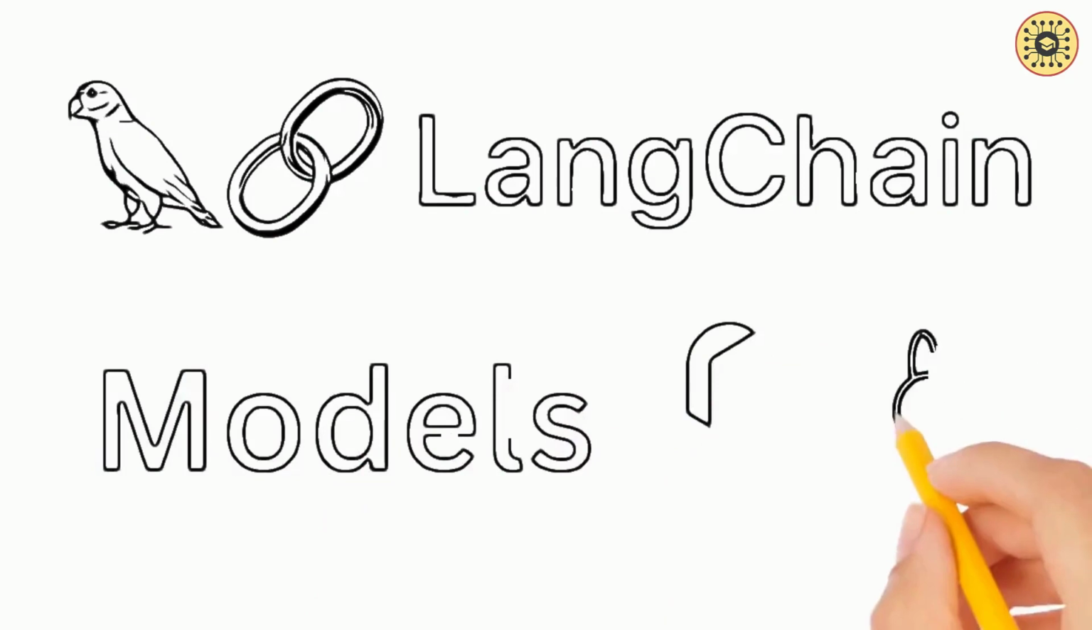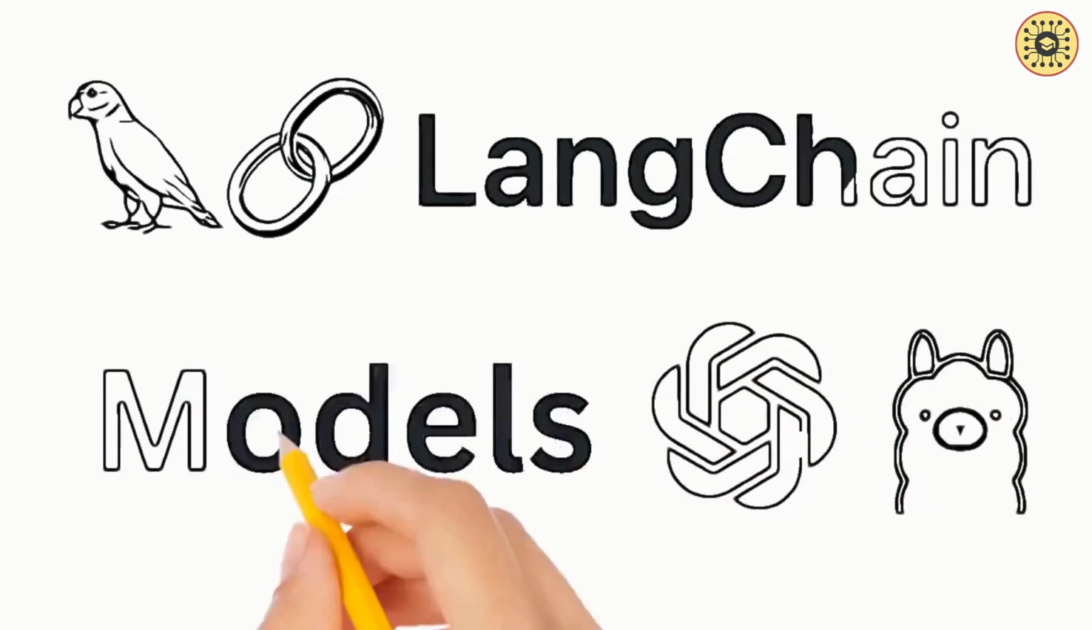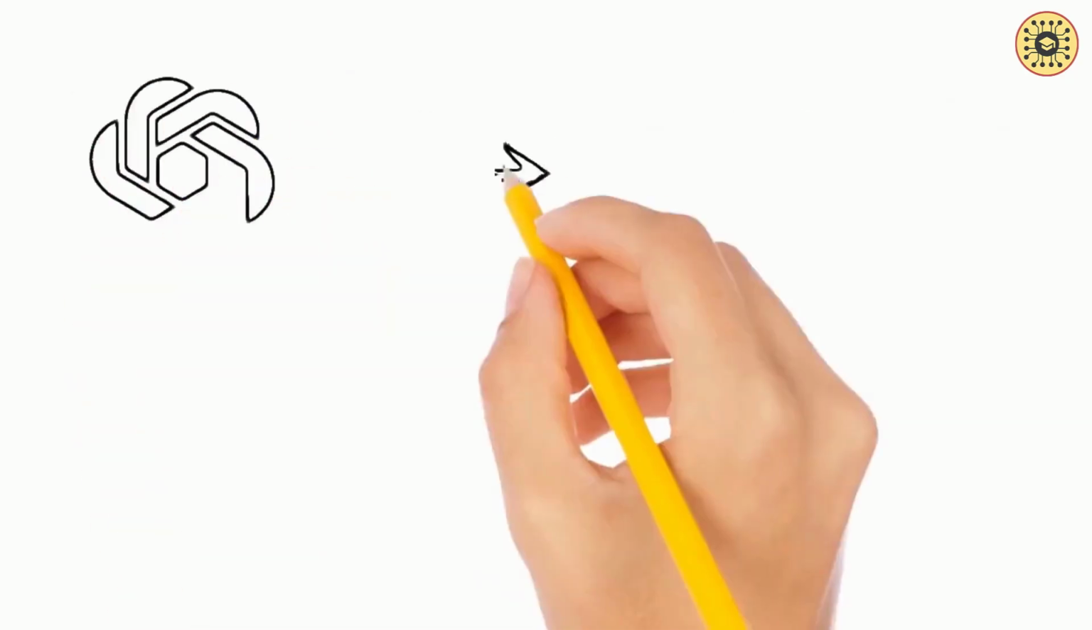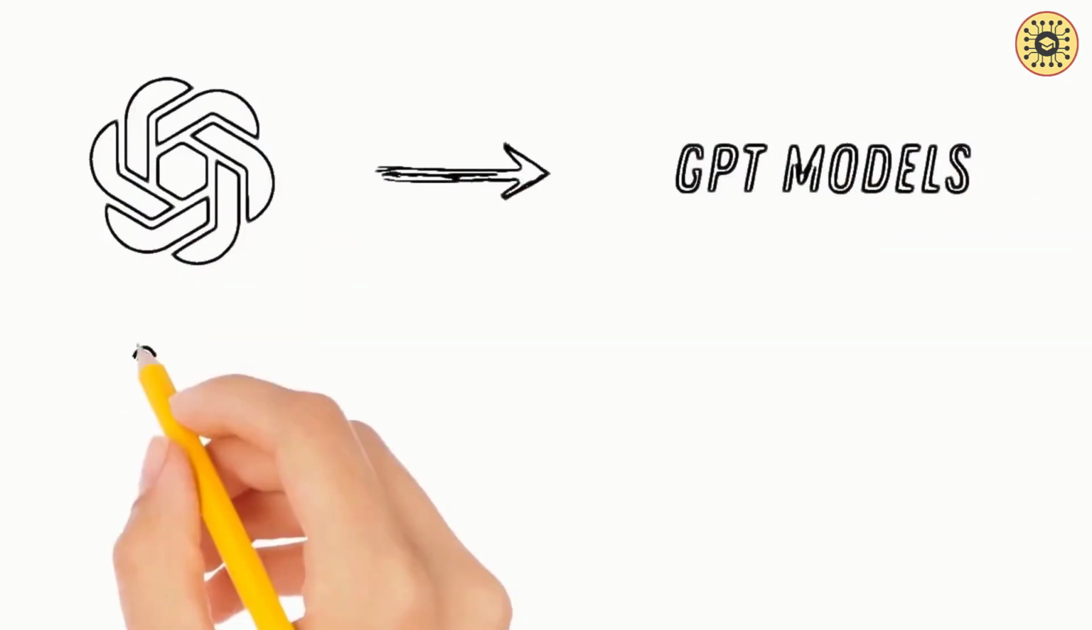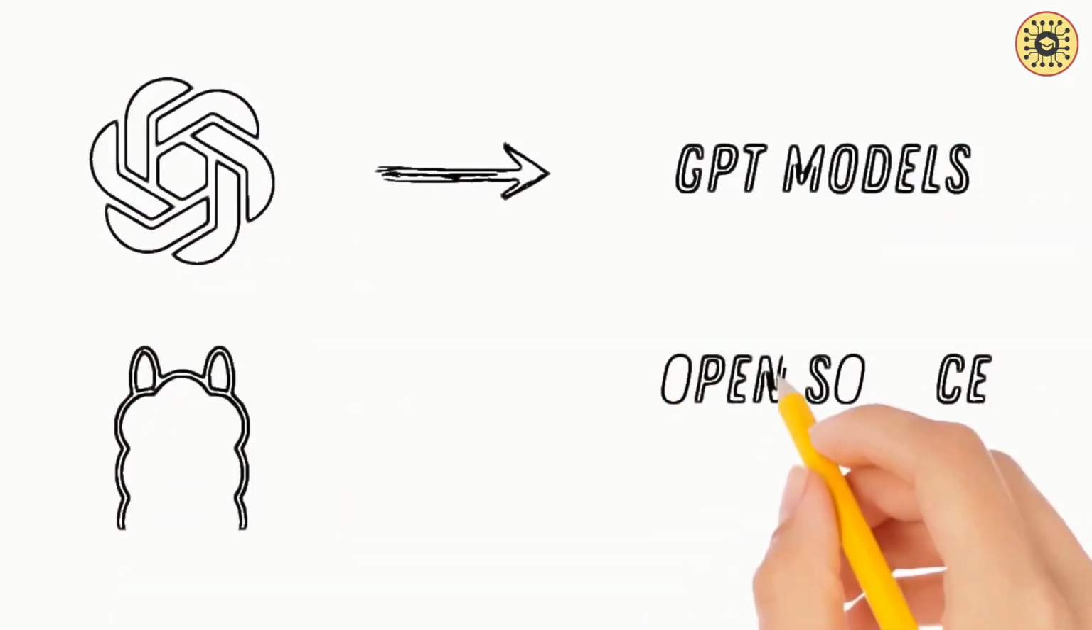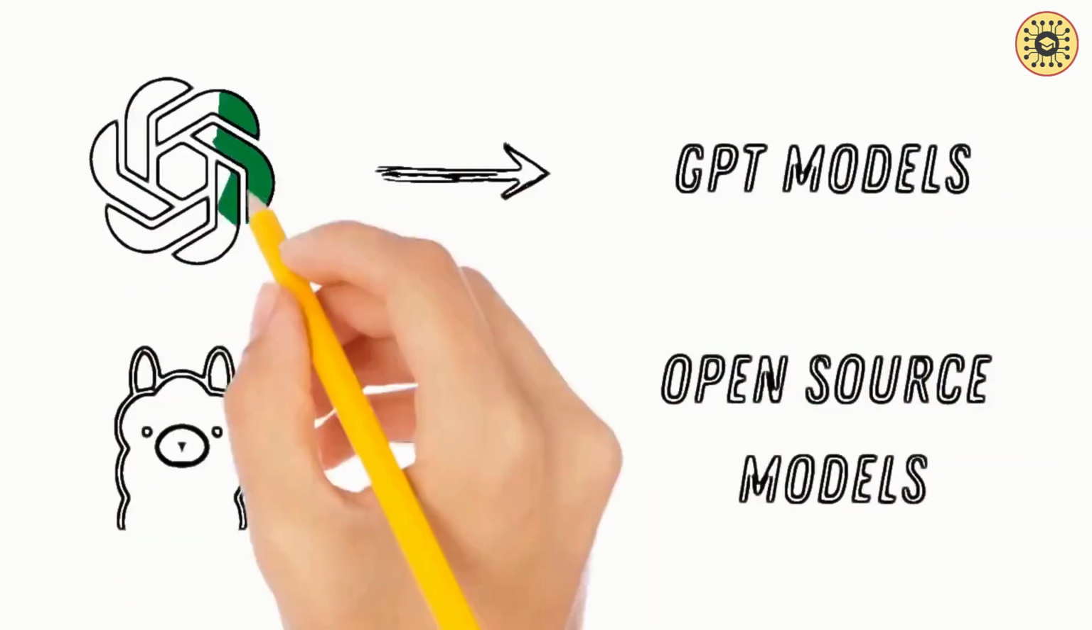To show this, I'm gonna use OpenAI API and Ollama. We leverage OpenAI API to use the GPT models. On the other hand, we utilize Ollama to use a local open source model.